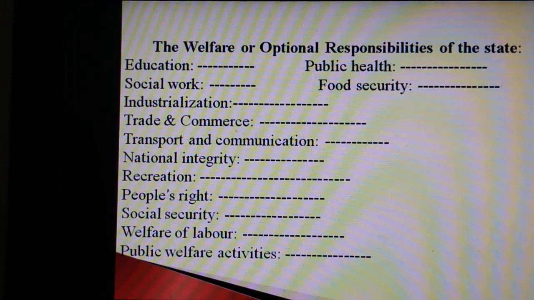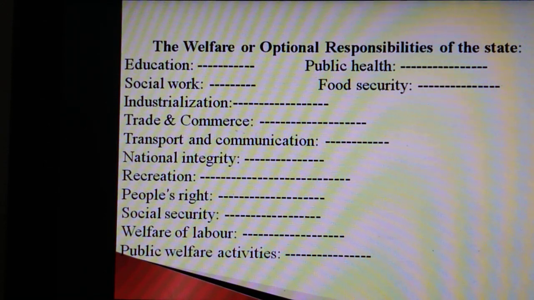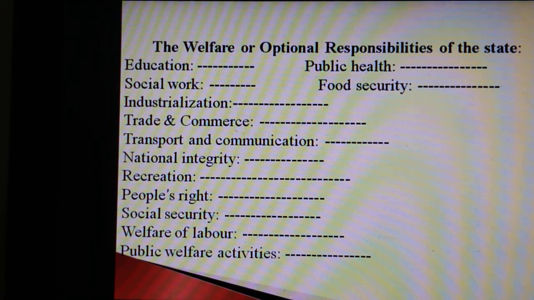Now point, people's rights. The most important optional work of the government is to defend the independence and rights of the people. The state has to ensure freedom of speech, freedom of movement, and political activities of the people. The state has to organize free, fair, and neutral elections and preserve the interest of the minority. Even the state has to create an environment so that people can establish organizations, form political parties, and get involved in politics.